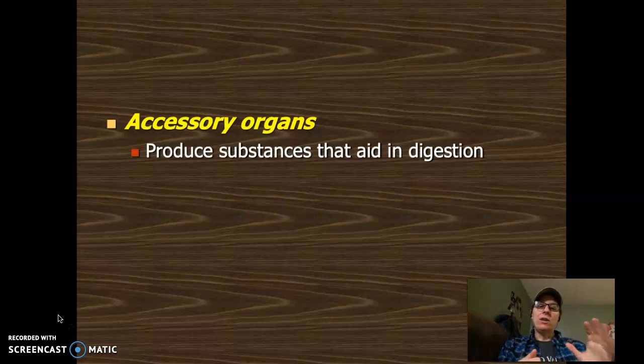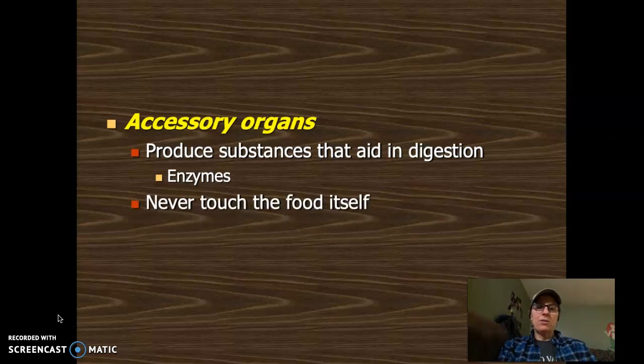And these accessory organs produce substances that help with digestion. Most of the time, they are enzymes. There are a couple exclusions or exceptions to that, but for the most part, they are enzymes. And the accessory organs never actually touch the food. So some examples, like the liver is one of your accessory organs of your digestive system, but food never actually goes in the liver. So the liver produces a substance that then travels to the food and then helps to break down the food. That's an accessory organ. So food never actually goes into the accessory organs.